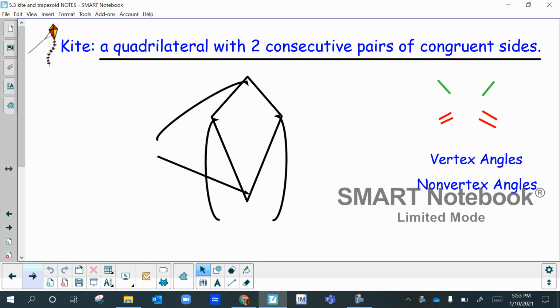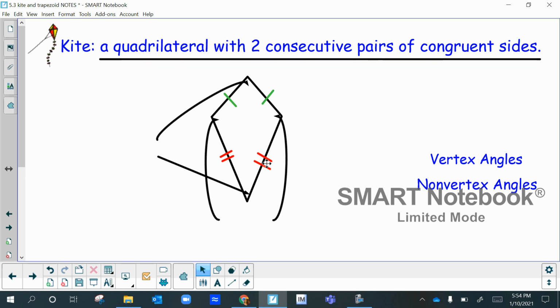All right, just a quick review. A kite is a quadrilateral with two consecutive pairs of congruent sides. So two consecutive pairs of congruent sides. If this one's congruent, then the one right next to it is going to be congruent. Same thing over here. That's one pair. Here's the other pair. So these two are going to be congruent.